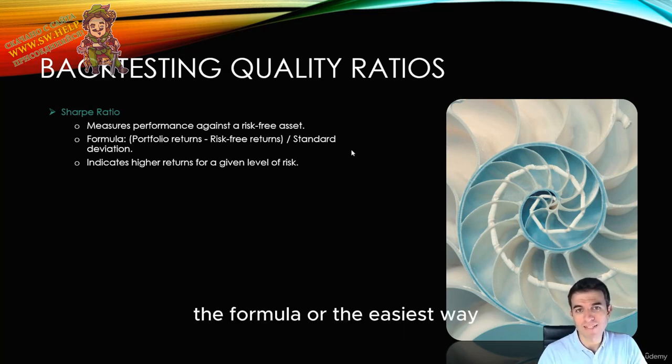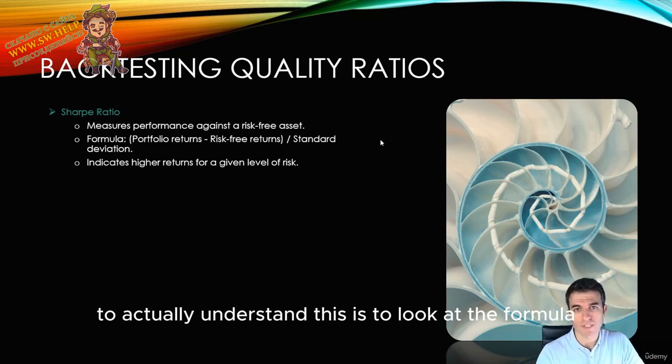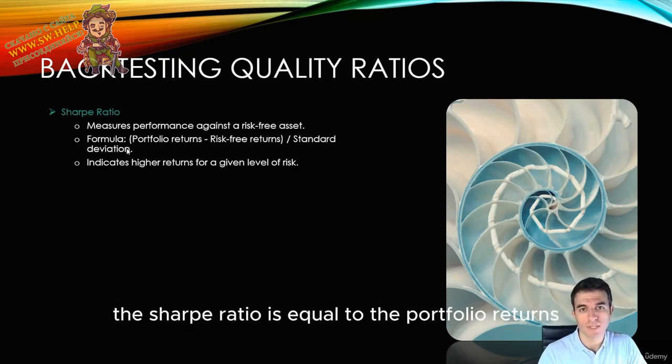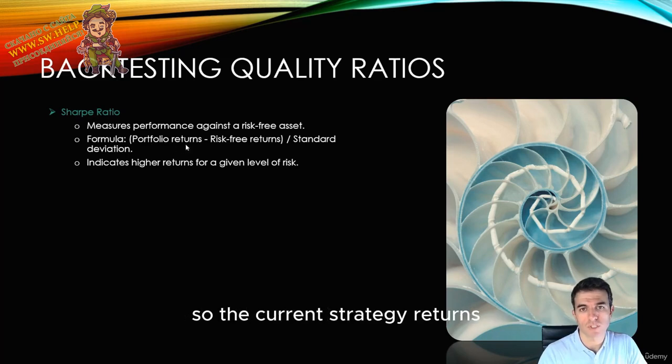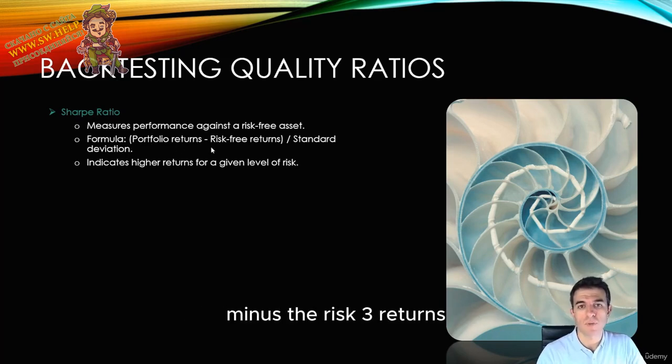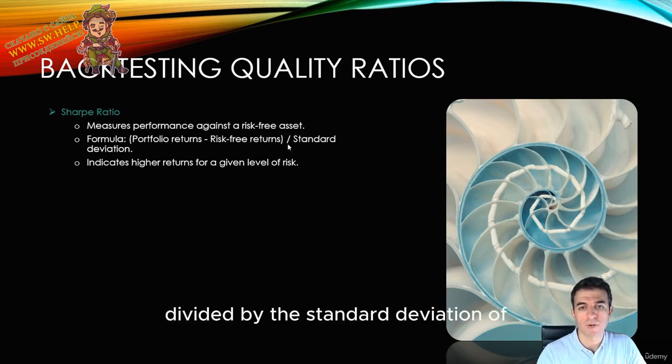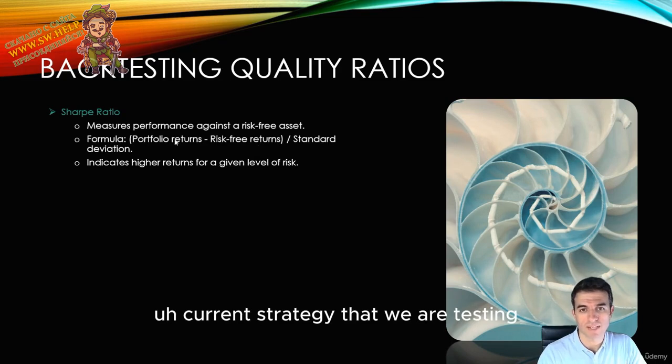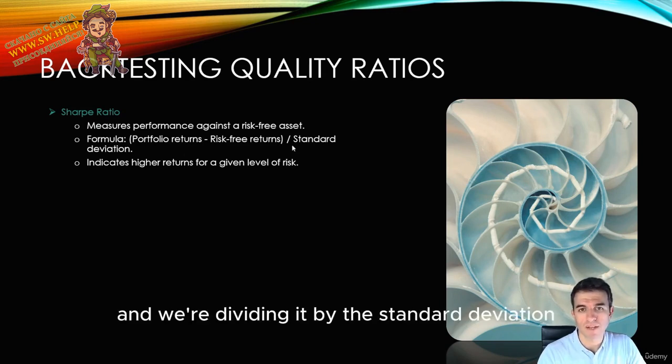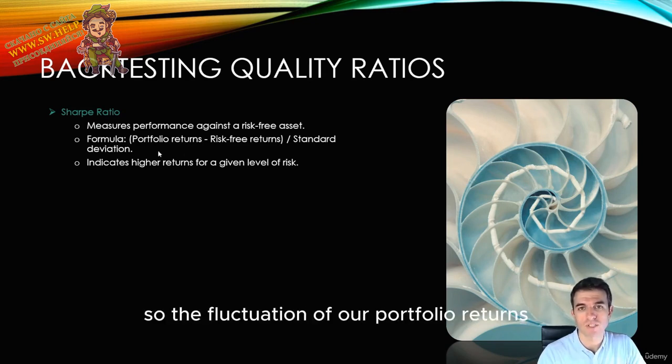So the easiest way to actually understand this is to look at the formula. The Sharpe ratio is equal to the portfolio returns, so the current strategy returns, minus the risk-free returns, so our baseline returns, divided by the standard deviation of the portfolio returns, actually, of our current strategy that we are testing. So we're dividing the difference of our returns with the risk-free returns by the standard deviation, so the fluctuation of our portfolio returns.